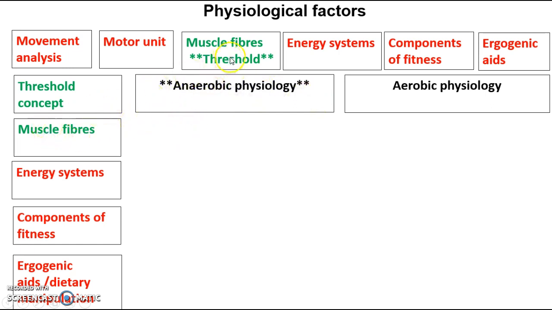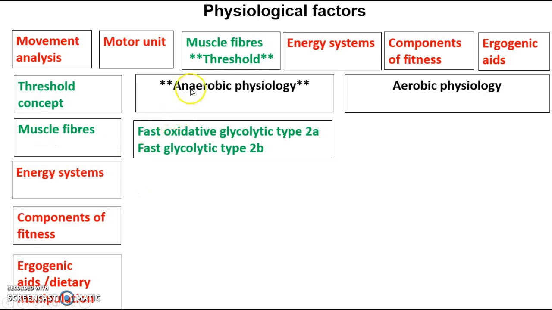So after we did our muscle fibers, we looked at the different types of fibers. For example here, look at anaerobic muscle fibers: you've got fast oxidative glycolytic type 2A, and you've also got fast glycolytic type 2B. They are our anaerobic muscle fibers. Now, as a result of that, our next sequence of lessons is going to look at how each of these concepts down here applies to anaerobic physiology.